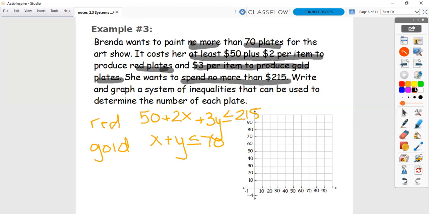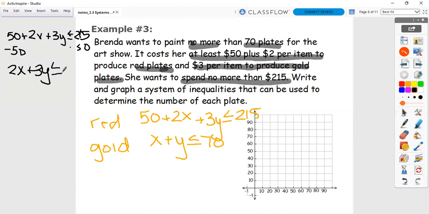Those are the two inequalities that then we can solve into slope-intercept form, graph, and find some solutions. So if we start with our first one, I'm going to write it here to the left. We have 50 plus 2x plus 3y is less than or equal to 215. I'm going to subtract 50 from each side first. 2x plus 3y is less than or equal to 215 minus 50.